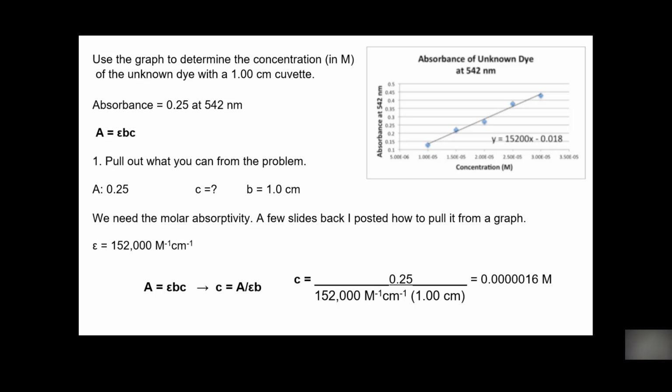I'm giving you a few problems because this can be kind of confusing, and I want to give you guys enough information to hopefully get you through this. Use the graph to determine the concentration of an unknown dye with a 1.00 centimeter cuvette. So your absorbance is 0.25 at 542 nanometers. Pull out what you can determine. A is absorbance, C you don't know, the concentration, B you know, the path, and E you can determine, the molar absorptivity, from the graph.